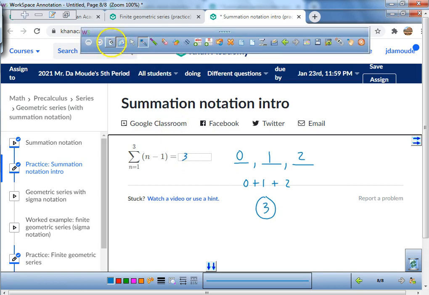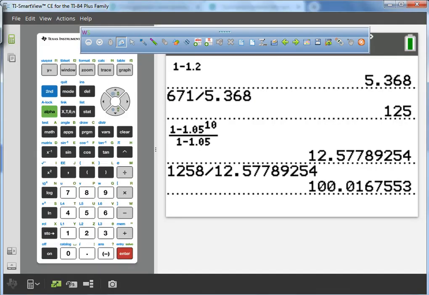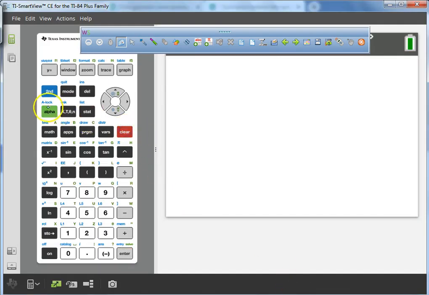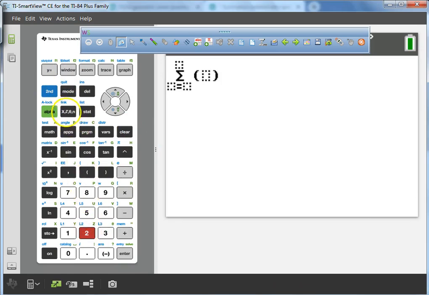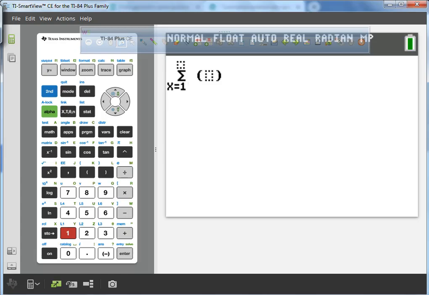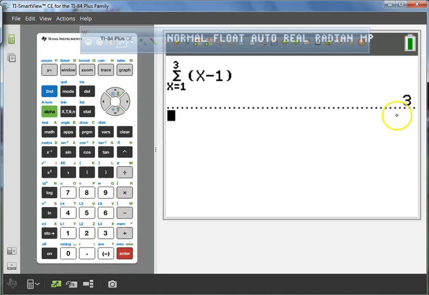But I want to make sure you guys know how to type it into your calculator. All you got to do is go to your calculator. I'll clear this all out. You're going to hit alpha window number 2. Put an X instead of an N. I'm going to start with 1 because it asked me to start with a 1. Then over here, I'm going to type in 3. There's 3 terms in the series. And here I'm going to type in X minus 1. And when I press enter, I get 3.